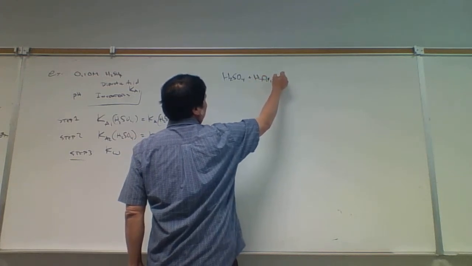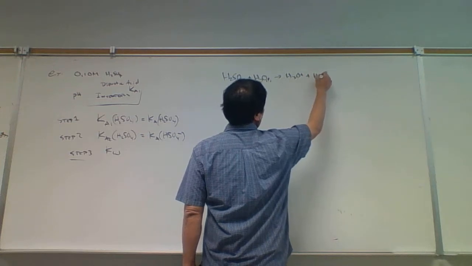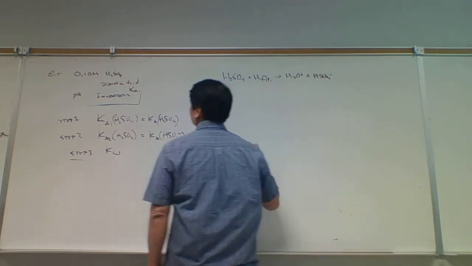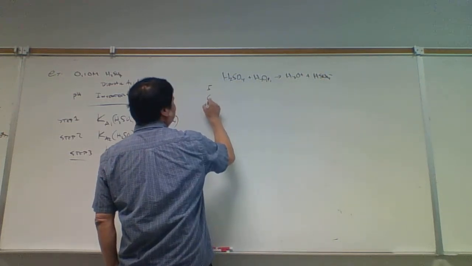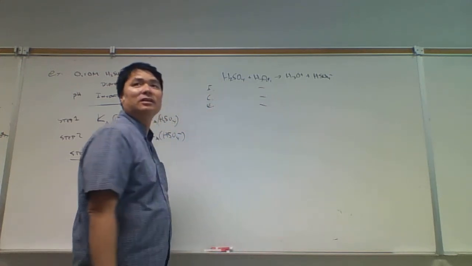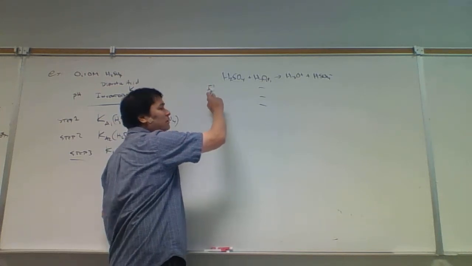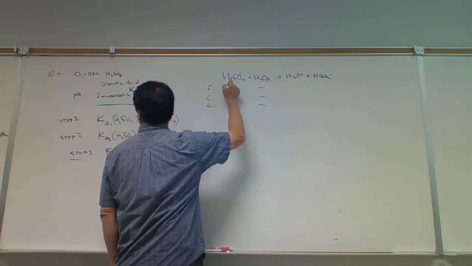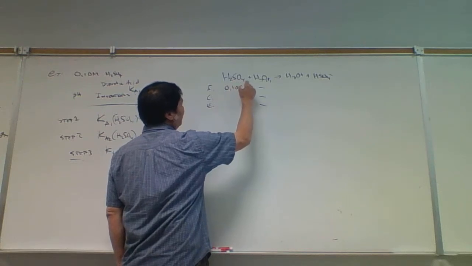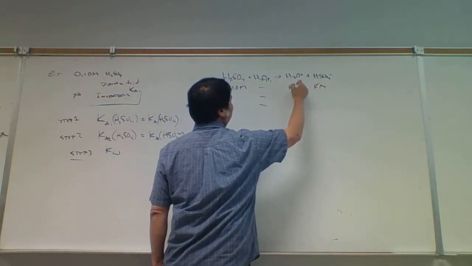We're looking for all the hydronium ion contributors. How about the first row? Did everybody get the first row? Zero, zero, good. Change?